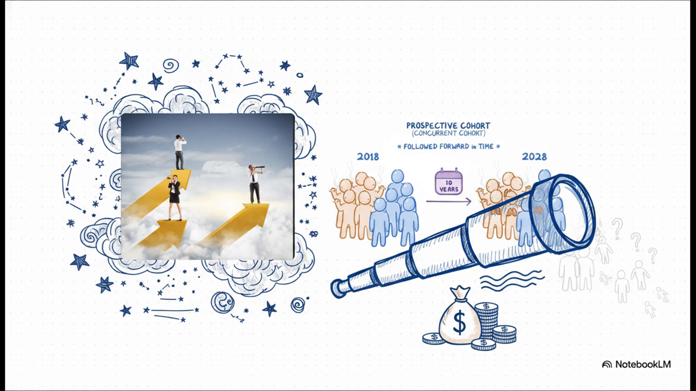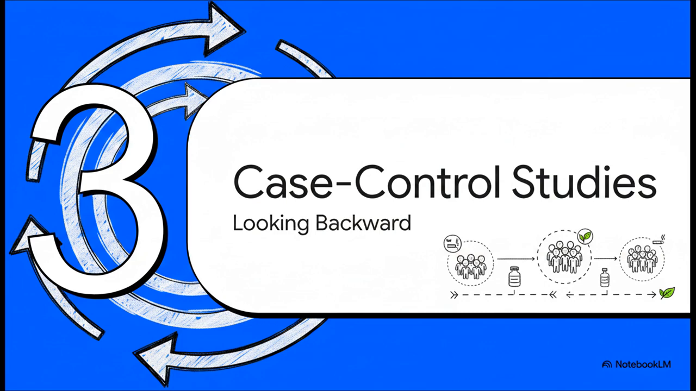But yeah, there is a catch. Following thousands of people for a decade carries a heavy, heavy disadvantage. It requires massive sample sizes, people constantly drop out or get lost to follow-up, and honestly, it is incredibly expensive to run. All right, Section 3, case control, looking backward.